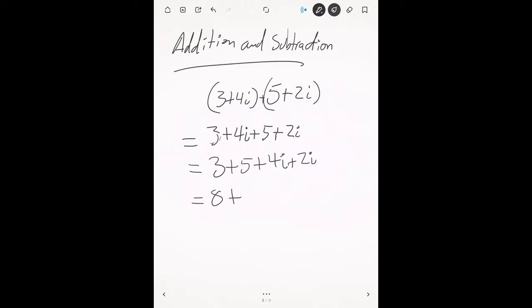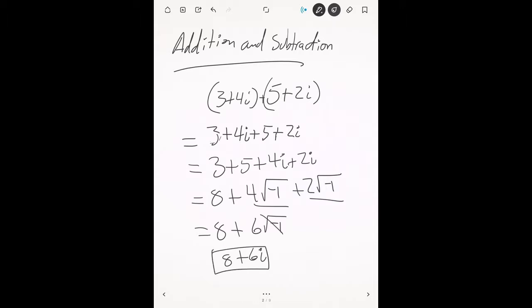Now remember, i we're going to represent as a radical, square root of negative 1. And I'm not being super technical here, but we can think of i as the square root of negative 1. So, hey, what do you know? We have like radicals here. So we're just going to go ahead and add these together to get 6 root negative 1, or we could just write this as 8 plus 6i. Very straightforward process, super easy.